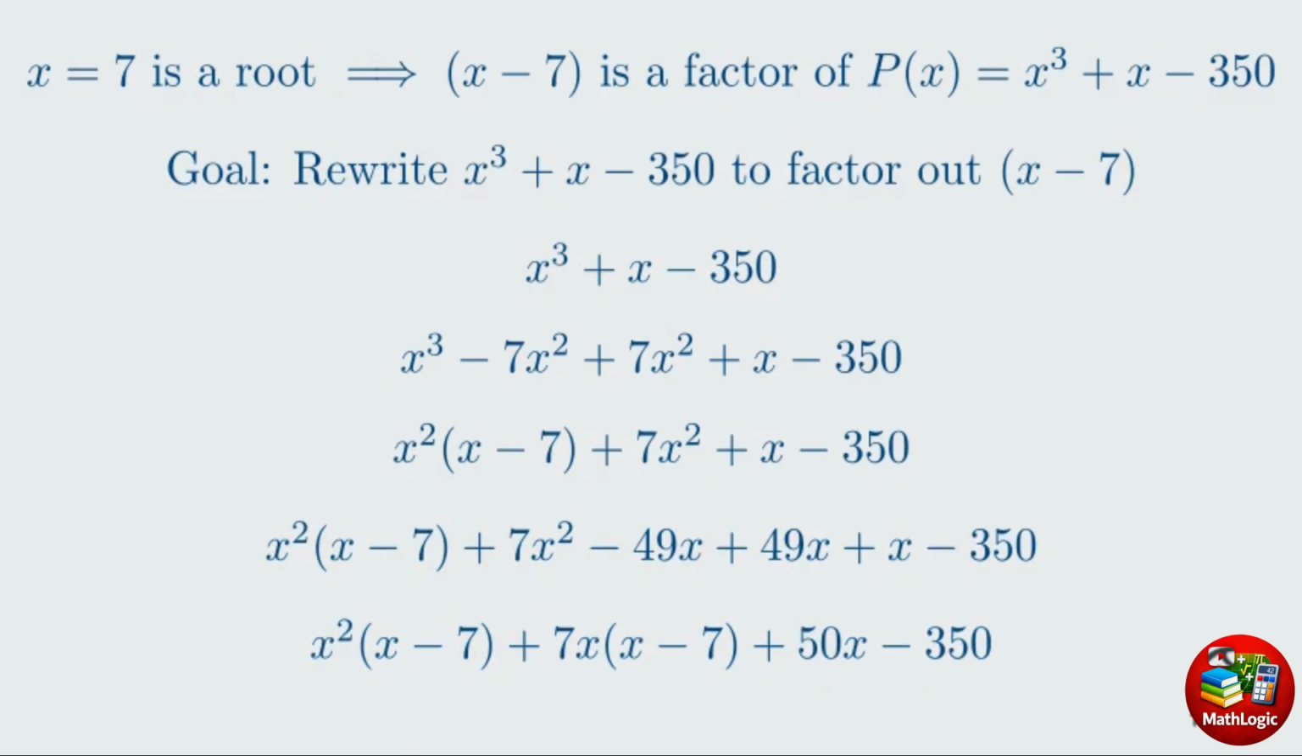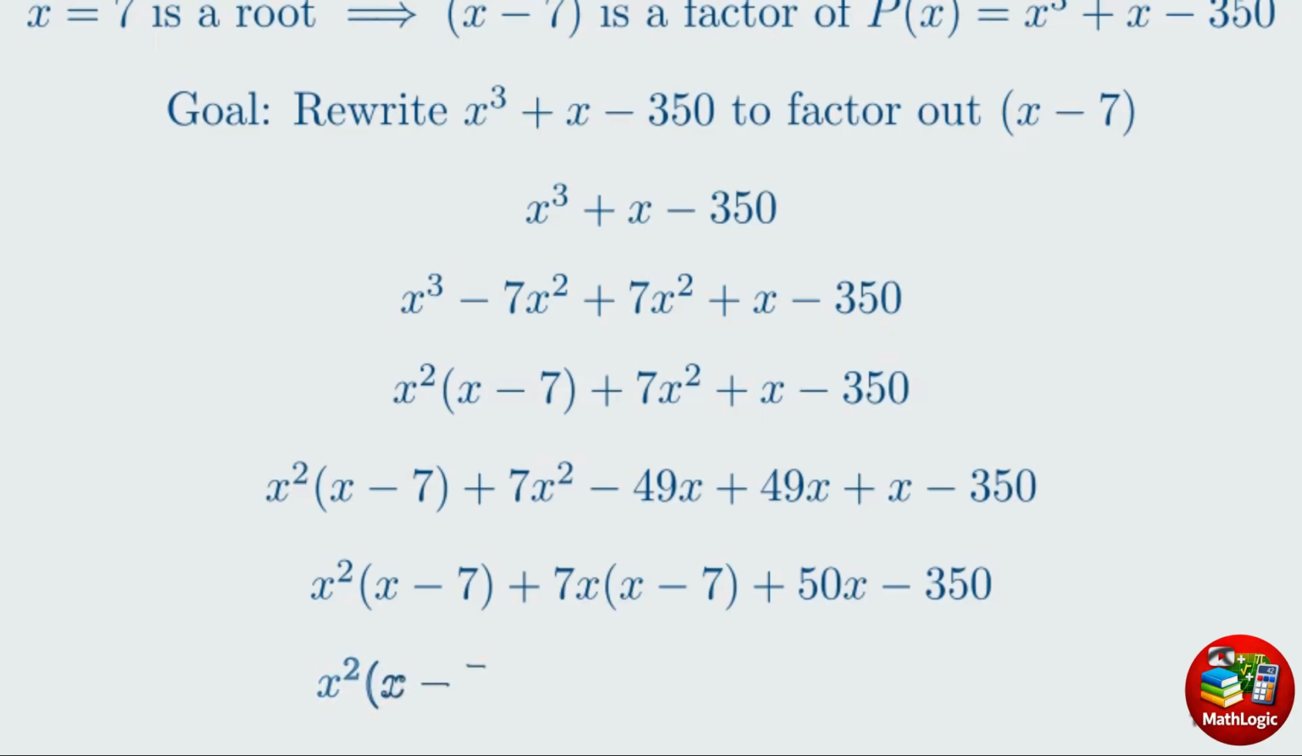Perfect. We're almost done. We just need to handle the last two terms, 50x minus 350. Is x minus 7 a factor of this? Let's factor out 50. We get 50 times x minus 7. Yes, it is. 350 is 50 times 7. Now, look at what we have. We have achieved our second objective.